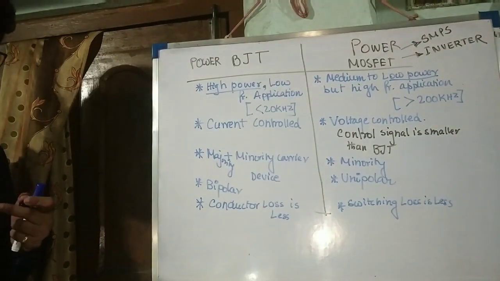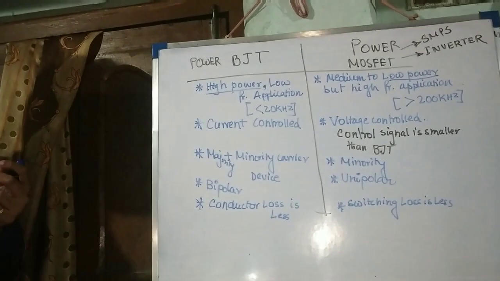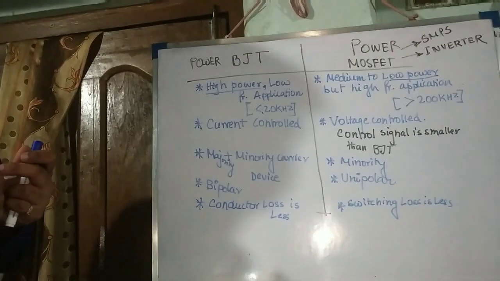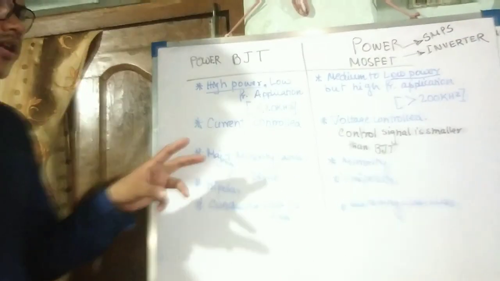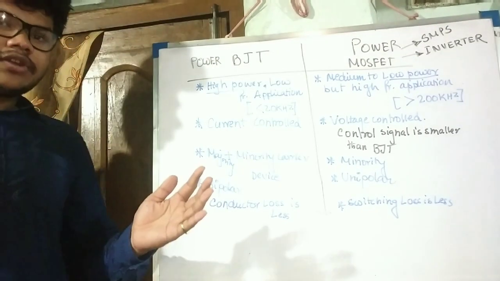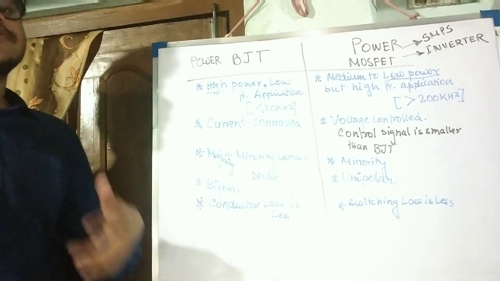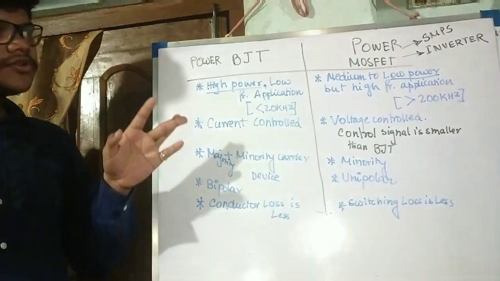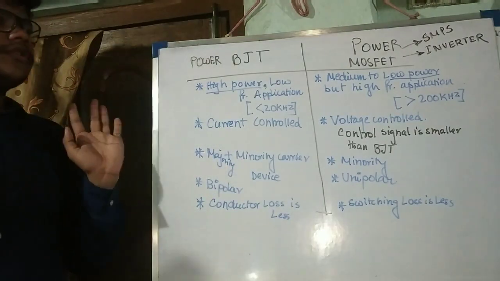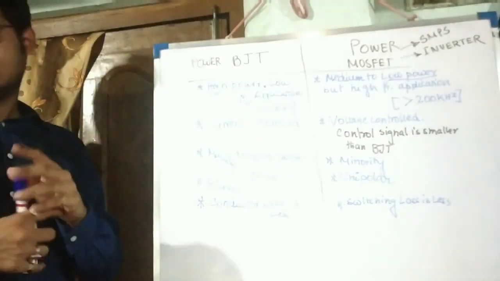Okay, so I think this is all about power MOSFET and power BJT. Remember, the N channel which is formed, sometimes it is also known as the localized hotspot which is formed. I forgot to tell you. So that's all about your power MOSFET and power BJT.